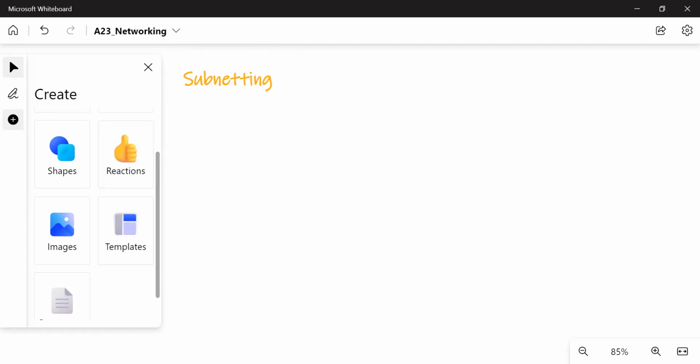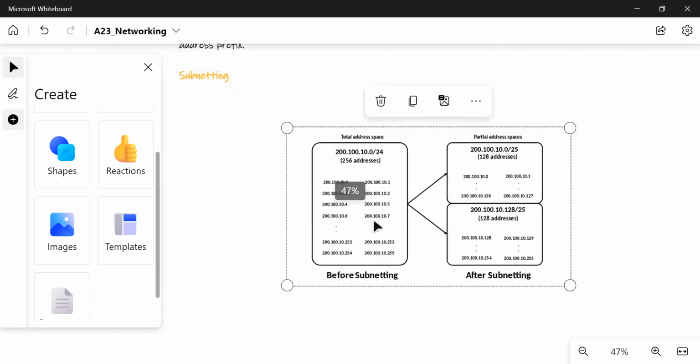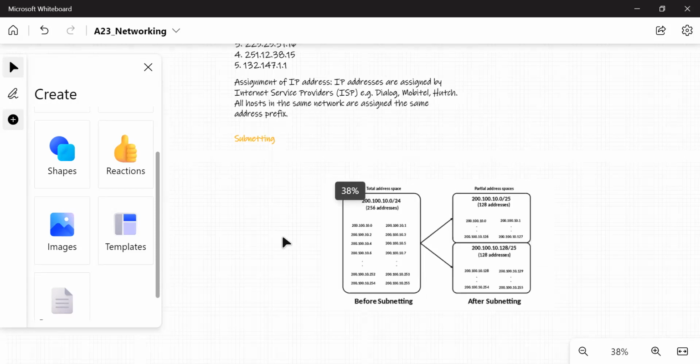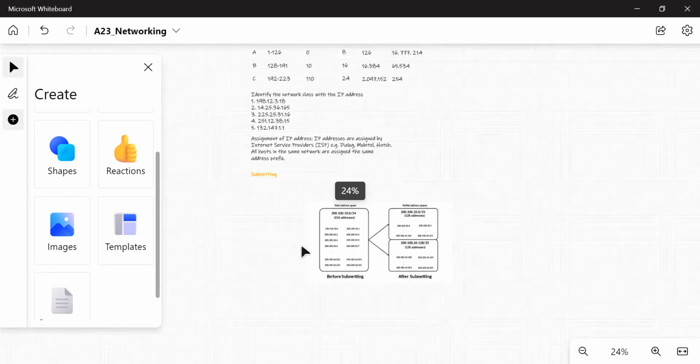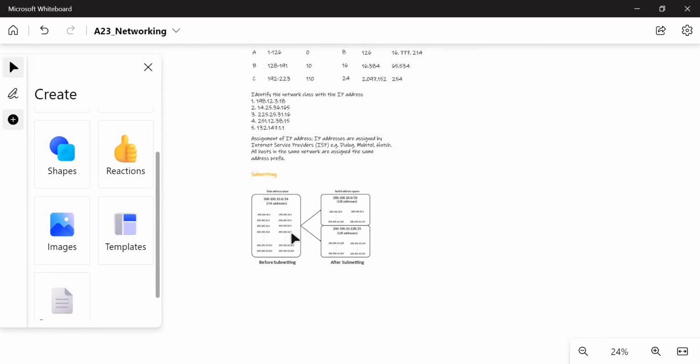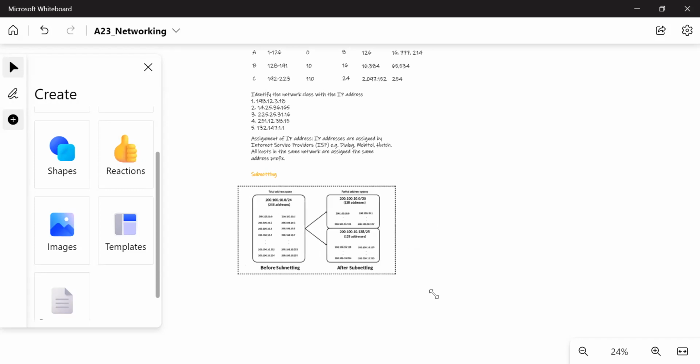Now, let me take an example. This example I have taken from Wikipedia, just to explain or elaborate what really happens in a network.